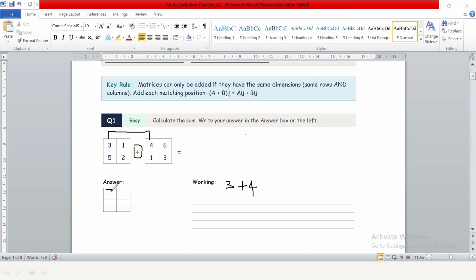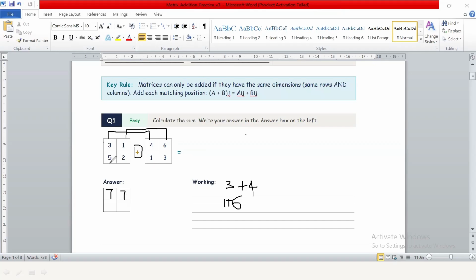If we do that, we should have 7. So write 7 in the particular position where it should be, the exact position where we selected both numbers from. Do the same for the next one, on the first row as well, but second column. 1 plus 6, of course, should give us 7. So this as well should give us 7.